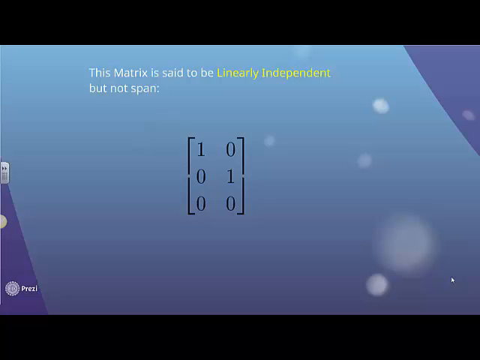That is because there is a leading 1 in each column, but there is not a leading 1 in each row. So we can see that for linear independence, there's going to be a leading 1 in each column. That's exactly what we have here. So I just want to give you a little visual on that.